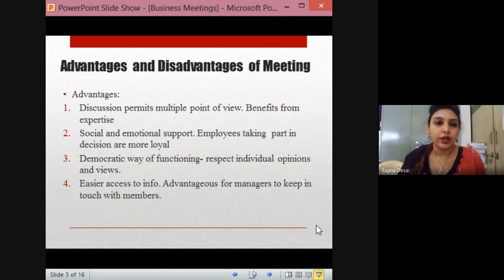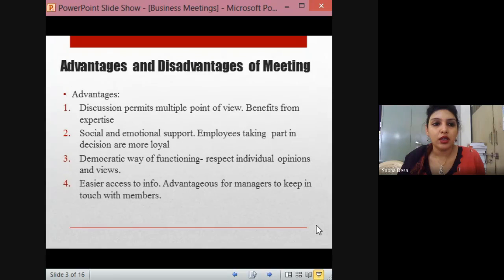Advantages. It permits discussion. Here, obviously, holding a meeting has a number of advantages. You benefit from it because a group of people come together. Each person will have his or her own point of view, so we will benefit from the expertise of the members, right? So this discussion permits multiple points of view.